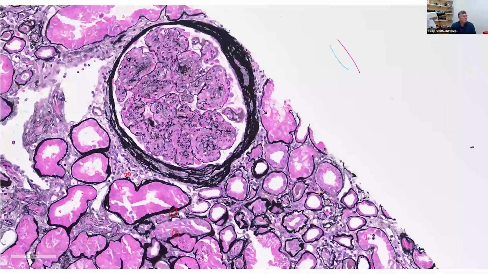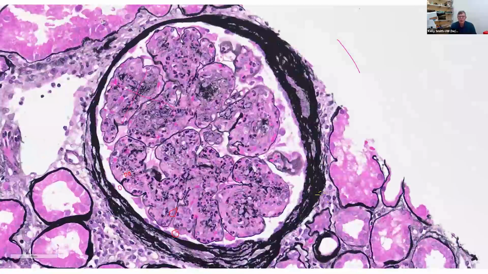That has really prominent exudative features, and also these areas with increased mesangium. Again, some periglomerular fibrosis, chronic injury, and another at higher power, showing some of the same changes.